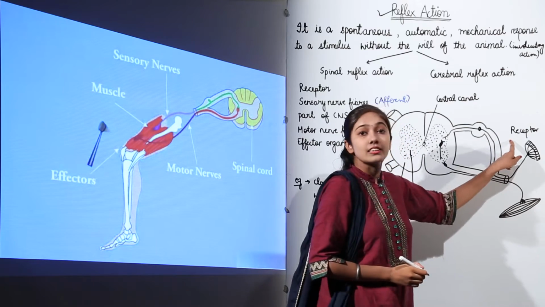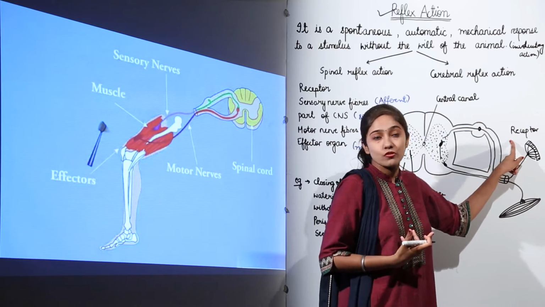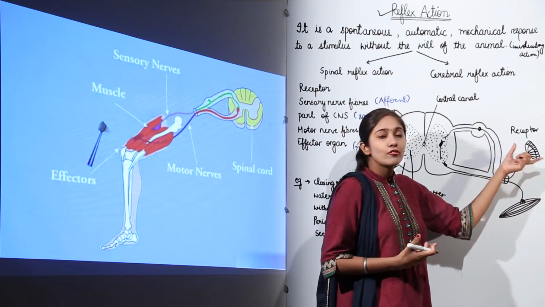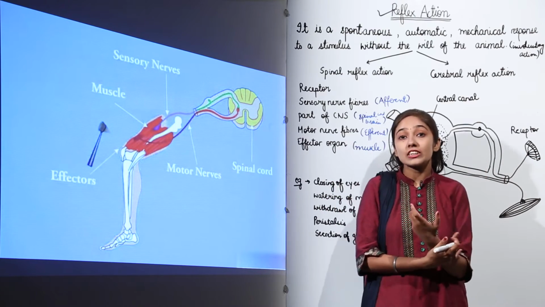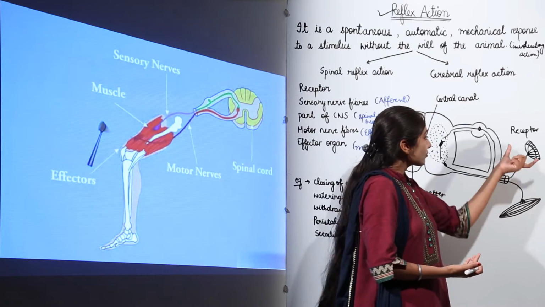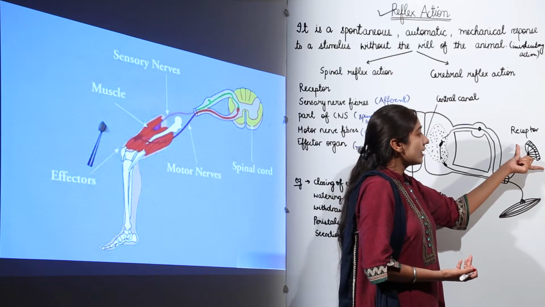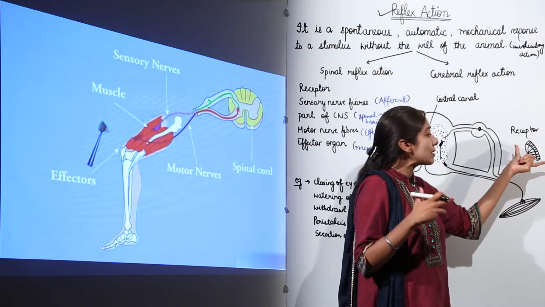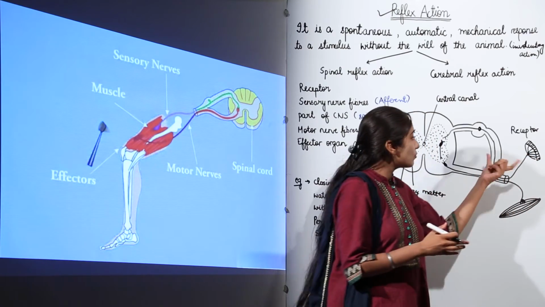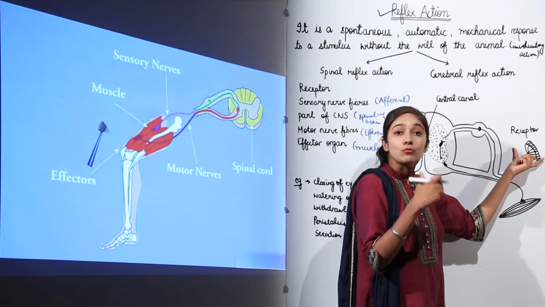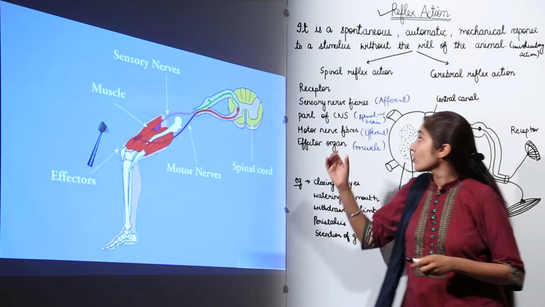First of all, we need a receptor which is going to receive the stimulus. For example, you can take an example of your skin cells. They are going to receive the stimulus. For example, your skin touches a hot object. So the receptors over here are basically thermoreceptors. Thermo means heat.